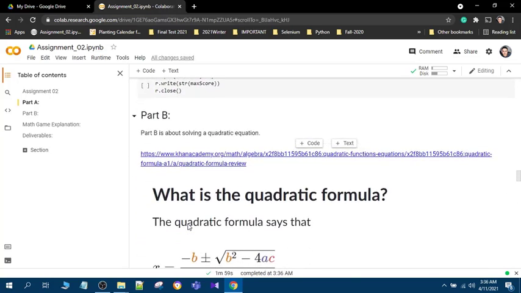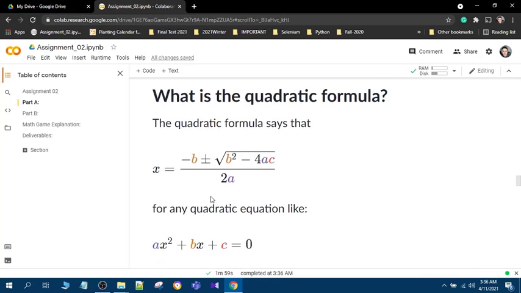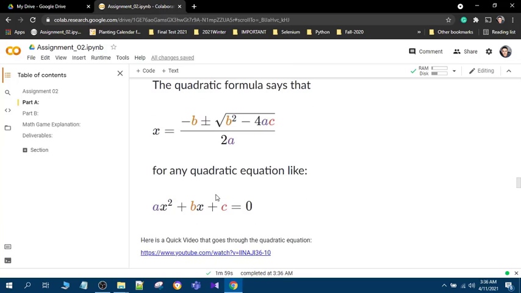Let's do part B. In this part, I solve a quadratic equation in the form ax squared plus bx plus c equals 0. We know that we can solve it using the formula. The expression under the square root is called the discriminant. If it is positive, I have two solutions using that formula. If the discriminant is 0, I have one solution because the root will be 0 and it will be left with minus b divided by 2a. If the discriminant is negative, I do not have a real solution.